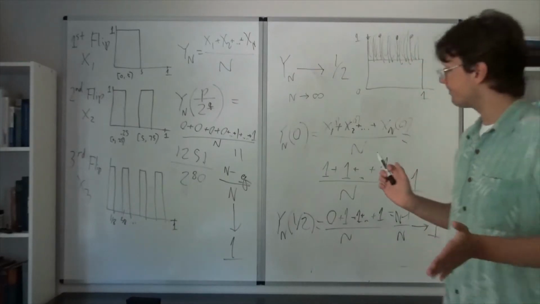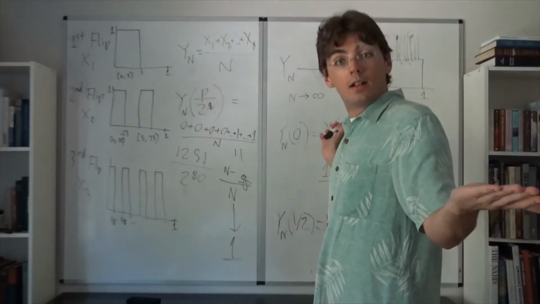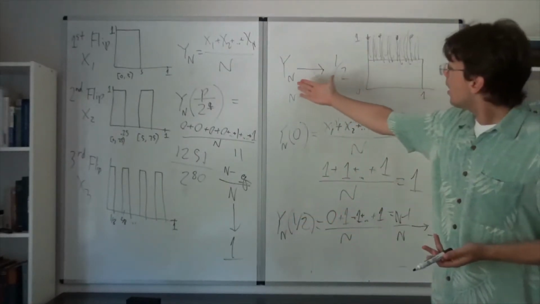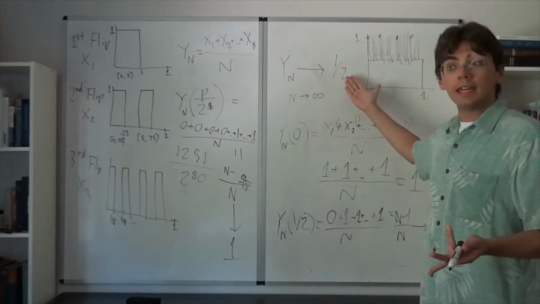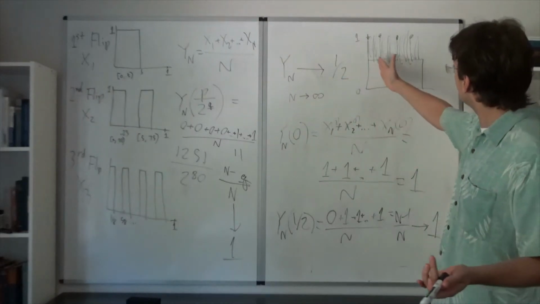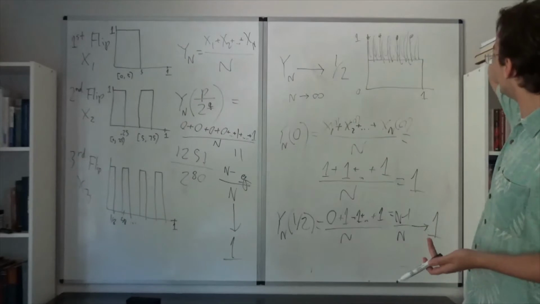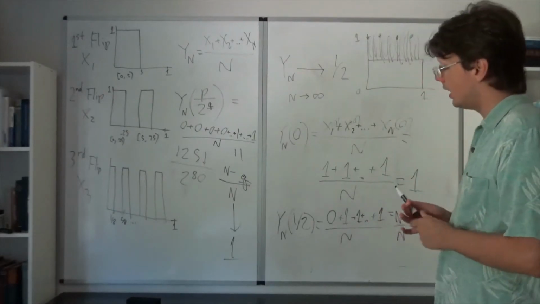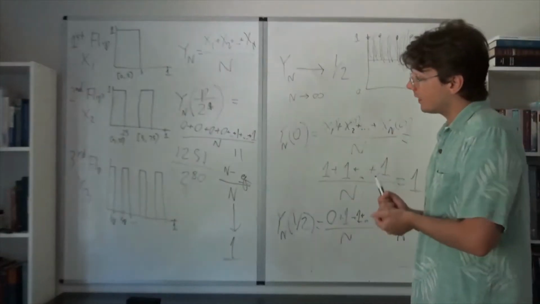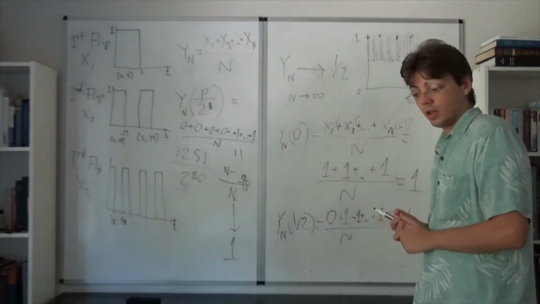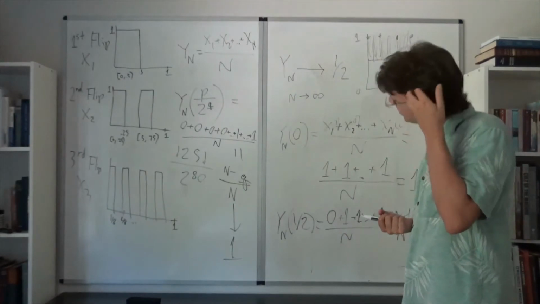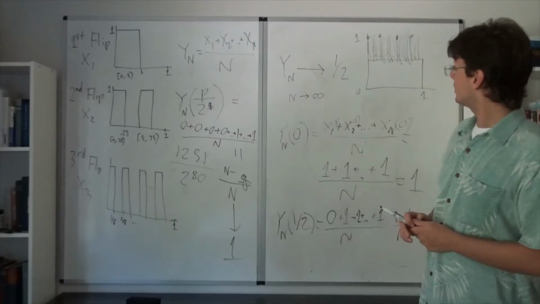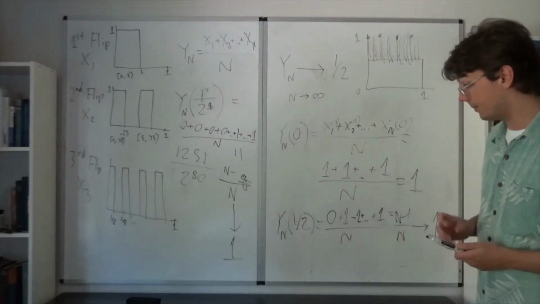Okay? The hell. I thought yn was going to 1/2. That's what I get in experience. Why am I getting all of this noise here? Why is it shooting up to 1 all of the time? What the hell's going on here? Now, this seems like a really serious problem. How can this converge to 1/2? Well, it doesn't, it seems like.